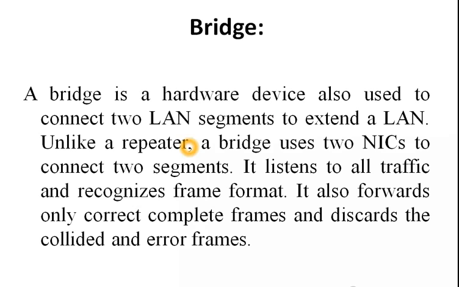A repeater retransmits the signal so that the signal strength can be maintained. A bridge listens to all traffic and recognizes the frame format. It also forwards only correct, complete frames and discards collided and error frames.